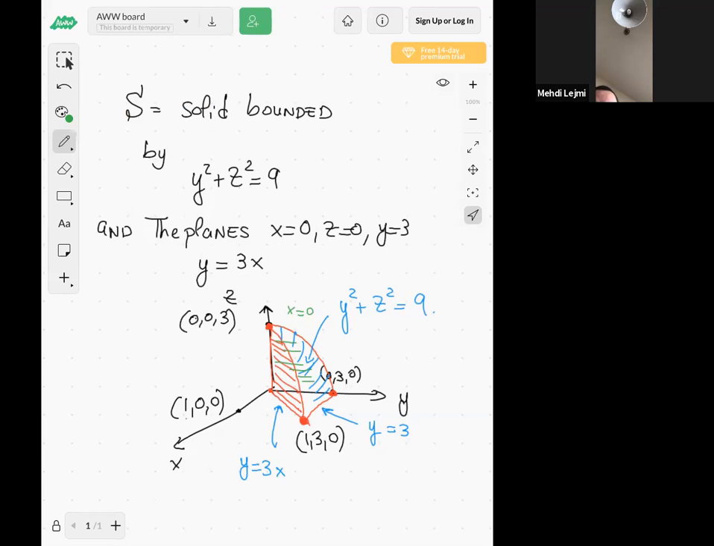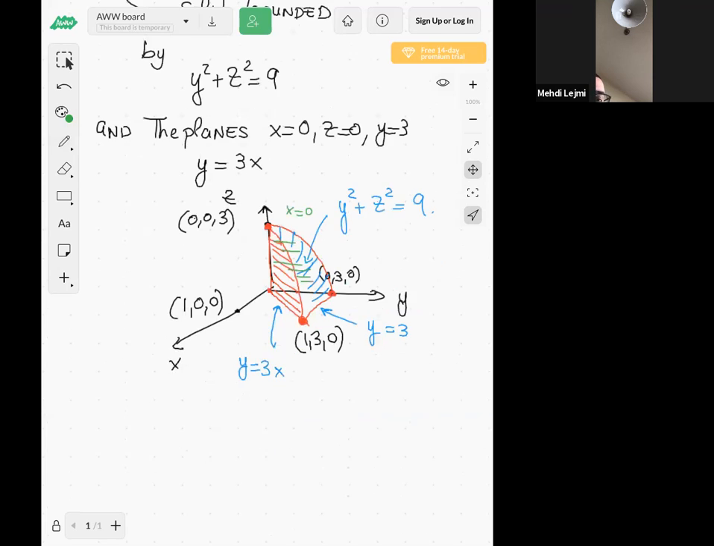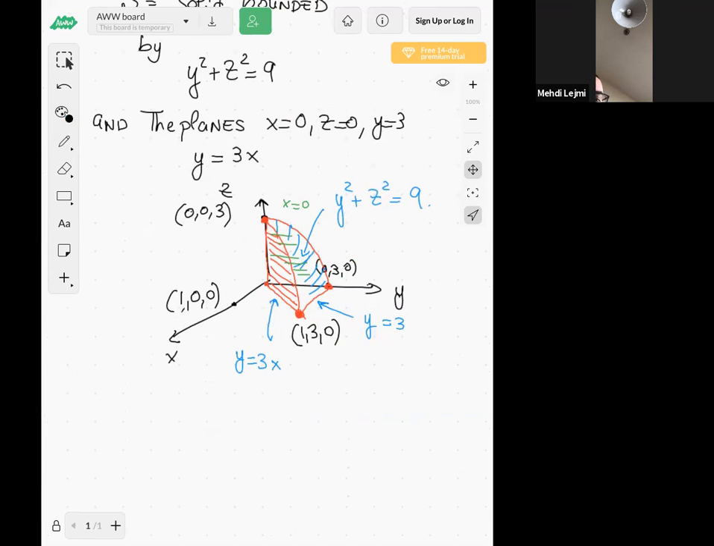The question is to find the volume, or let's integrate some random function here. Let's say evaluate, for example, the triple integral over the solid S of the function, let's say the function z.